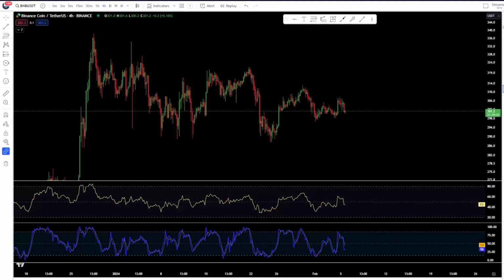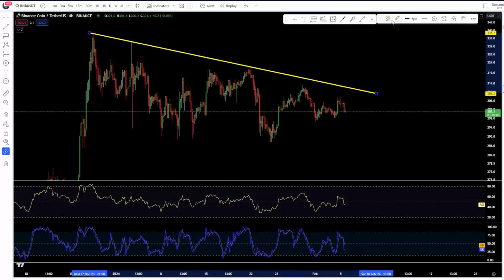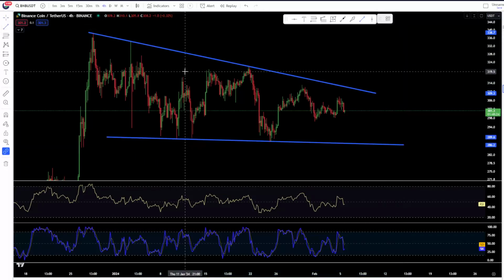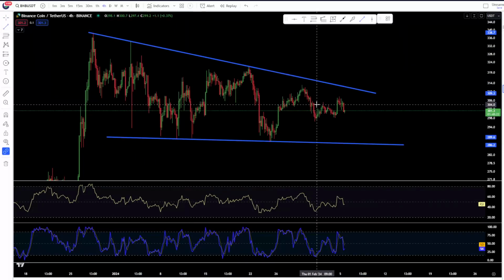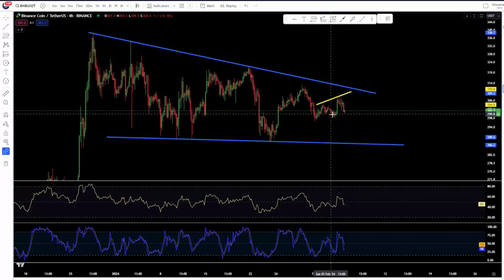Third, we will check the BNB chart on a 4-hour time frame. We will start by defining, using the blue lines, the downward trend channel in which the price holds, and slightly using the yellow lines, we can determine the upward trend channel in which we are approaching the lower border.